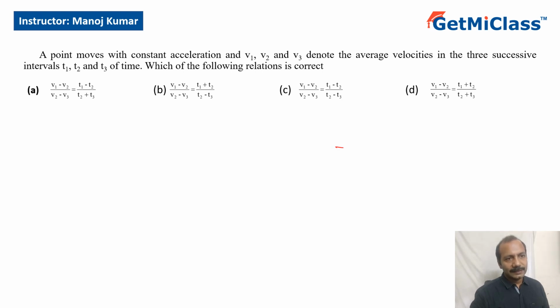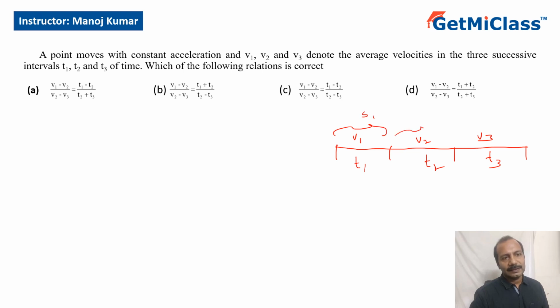So let's say this is the total path. This part is t1, somewhere here it is t2 and this is t3. Average velocity here is v1, average velocity here is v2 and average velocity here is v3. So I'll say this is s1, this is s2 and this is s3. This is what is given to us. So these are the things given.